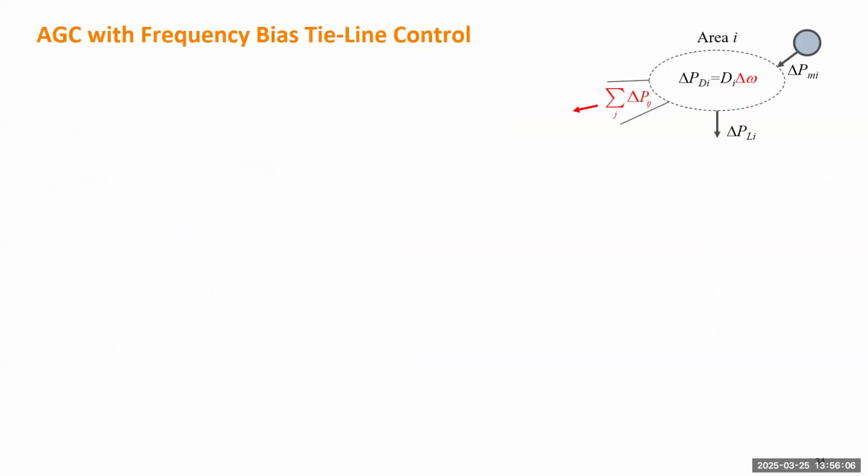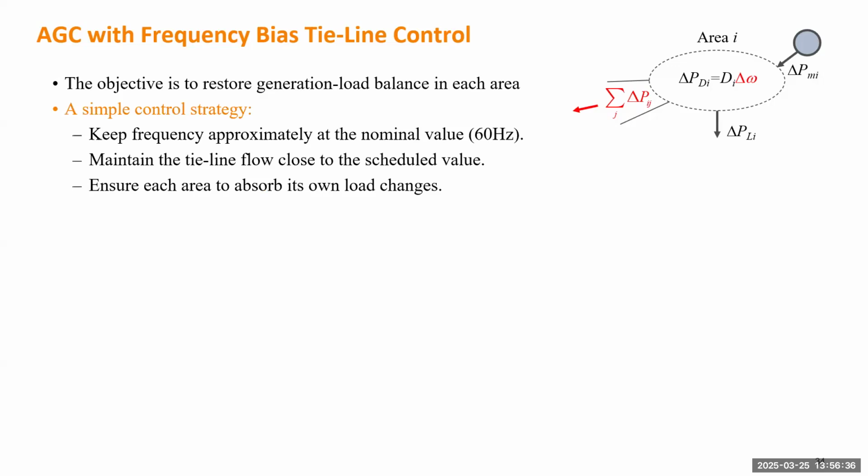All right, so now we can consider the AGC with a multi-area system, and we study how to utilize the AGC to control the frequency deviation of the entire system and also the tie-line flow. We still use this model for each area. The objective is just to restore the generation-load balance in each area.